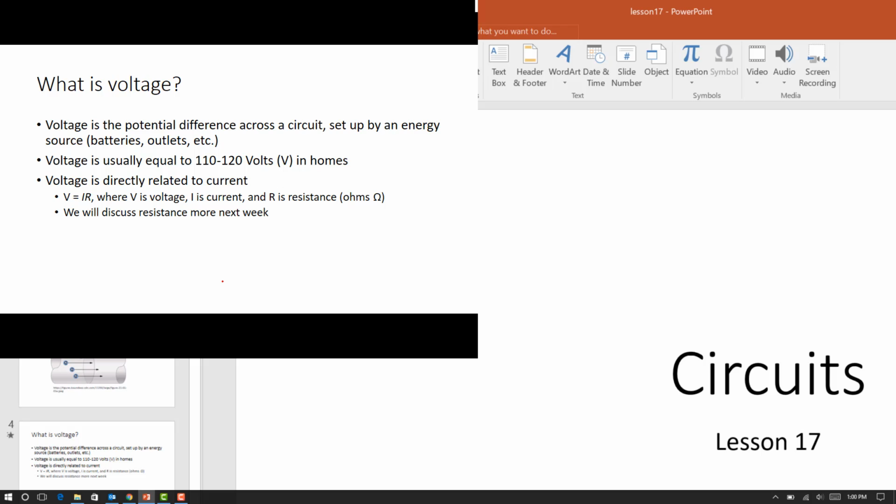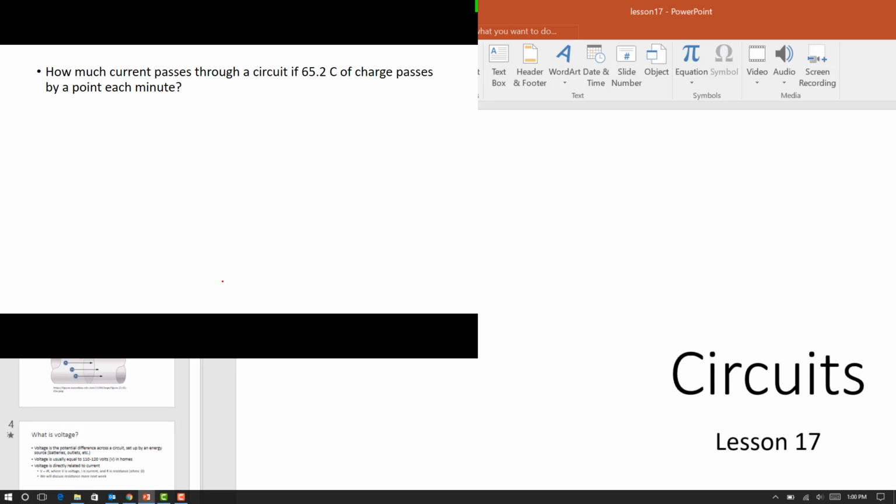All right. Are there any questions about current, voltage, what they are, how they work, before we go and solve some problems? Okay. So let's see if this... Oh, cool. It's actually going to work. How much current passes through a circuit if 65.2 coulombs of charge passes by a point each minute? You see what I did there with our unit of time? Note that it is not seconds, it's in minutes.